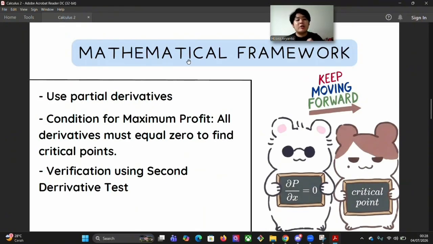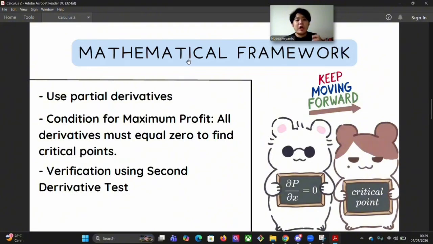Now, how do we find that profit peak mathematically? Here we use partial derivatives. A partial derivative allows us to analyze the effect of one variable while keeping the other one fixed and constant. When we find the partial derivative with respect to x, we are looking at how profit changes if we only change the production of shoes, while the production of sandals remains constant. We do the exact same thing for the partial derivative with respect to y.